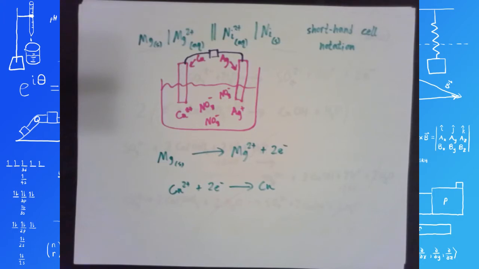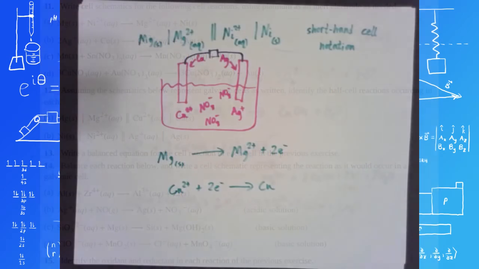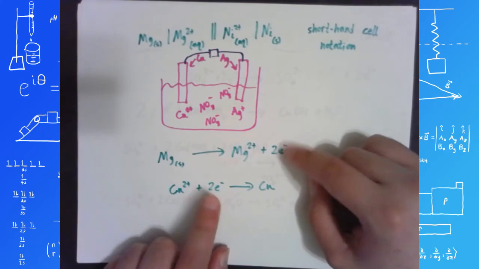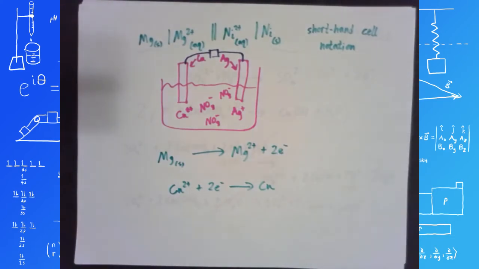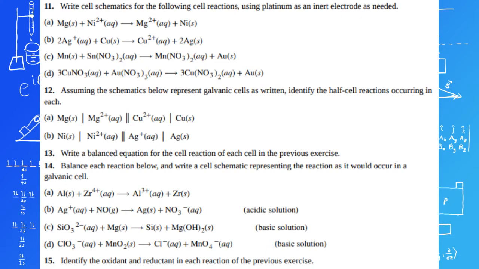13, write a balanced equation for the cell reaction of each cell in the previous exercise. We know how to do that. Yeah, that's 13. So it's just asking us to write the overall reaction, which isn't hard to do. You add the two half reactions after making sure that the electrons can cancel out, and we've done it before. It's nothing new. Okay, 14, balance each reaction below and write a cell schematic representing the reaction as it would occur in a galvanic cell.